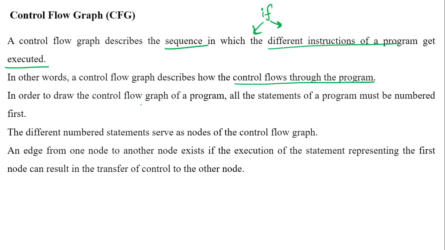In order to draw the control flow graph of a program, all the statements must be numbered first. Very important. मैंने आपको बताया कि जितने भी statements हैं आपके कोड में, all the statements have to be numbered. Numbered से मतलब you can write as 1 2 3 4, you can write A B C D, whatever way you feel like. Okay? The different numbered statements serve as nodes of the control flow graph. I hope this point is clear. An edge from one node to another node exists if execution of the statement representing the first node can result in the transfer of control to the other node. What they are saying basically, try to understand this point.